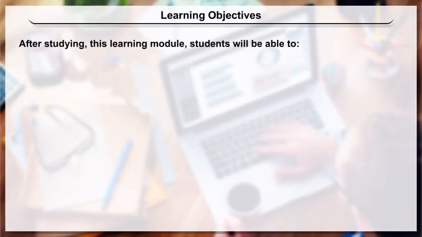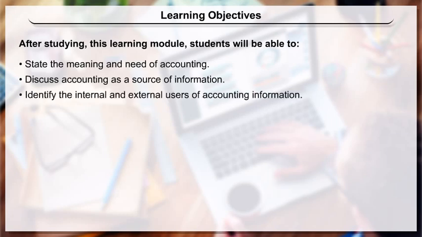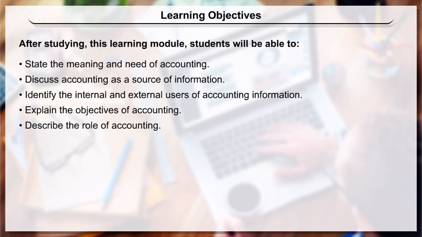Learning objectives. After studying this learning module, students will be able to state the meaning and need of accounting, discuss accounting as a source of information, identify the internal and external users of accounting information, explain the objectives of accounting, describe the role of accounting, explain the basic terms used in accounting.